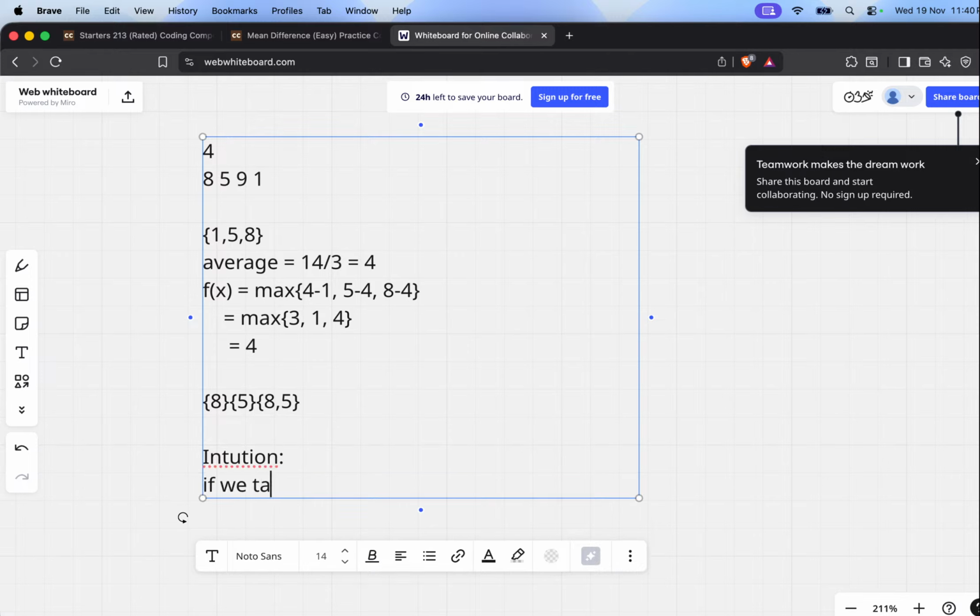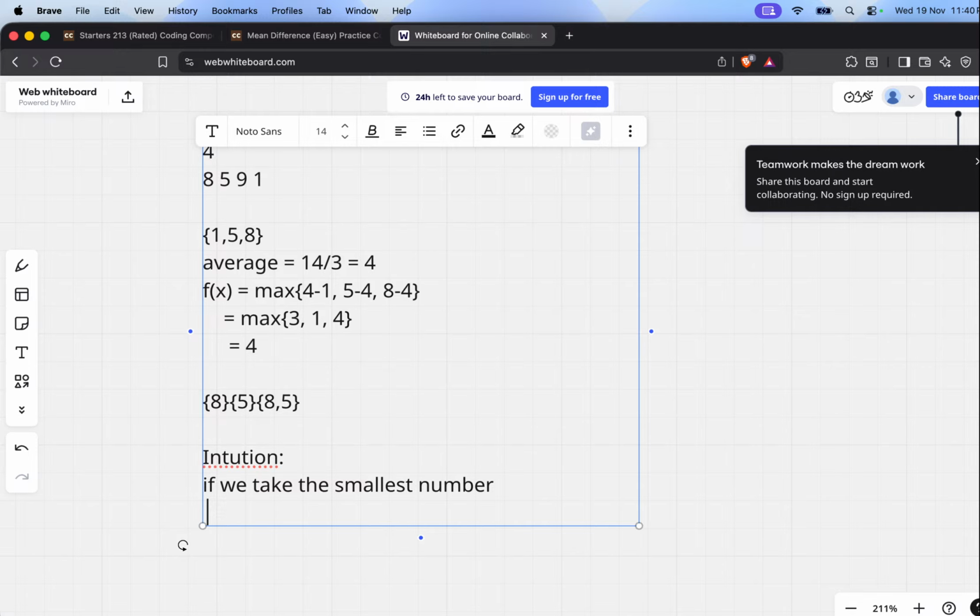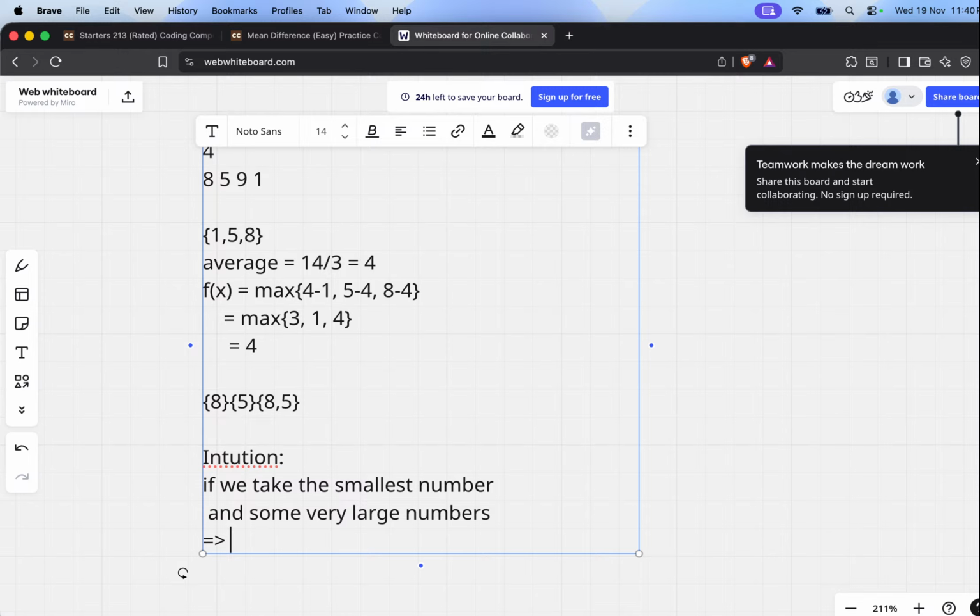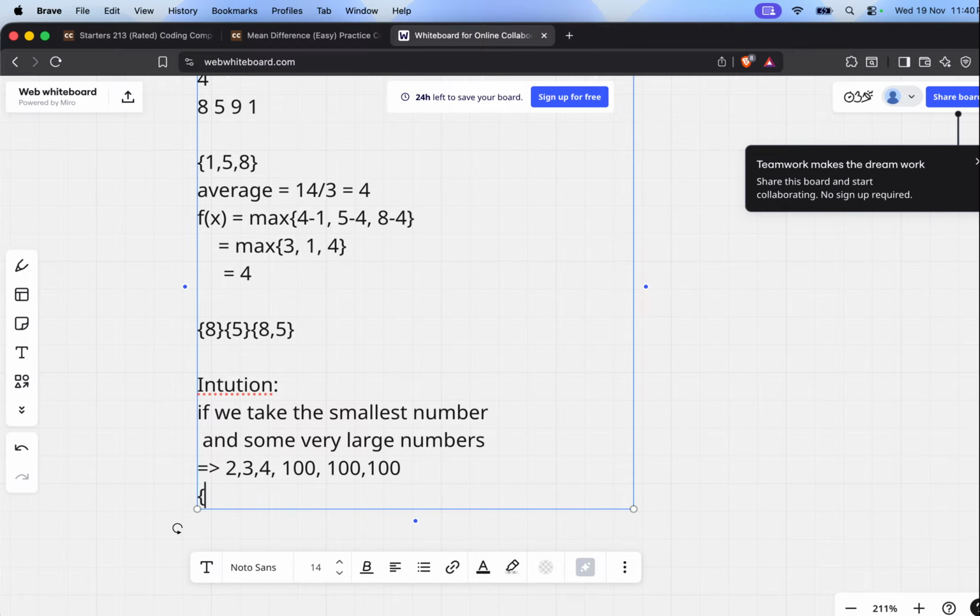If we take the smallest number, and some very large numbers, this gives our answer as maximum. Because, let's say we have taken 2 and 100, 100, 100. We had the option of taking 3, 4 as well. Okay. But what happens if we take 3 and 4?